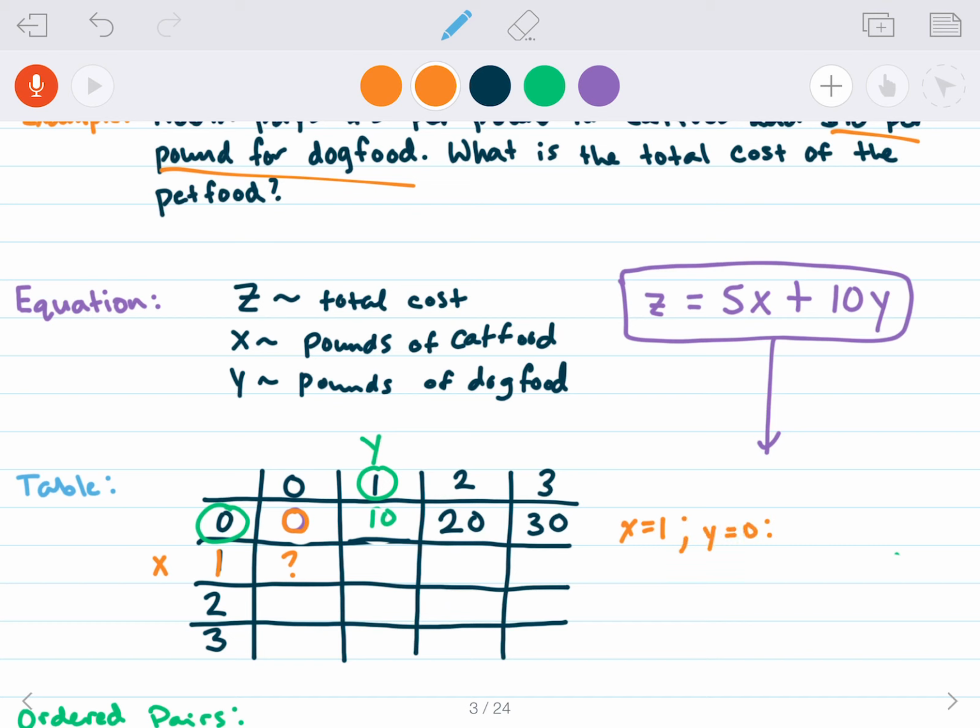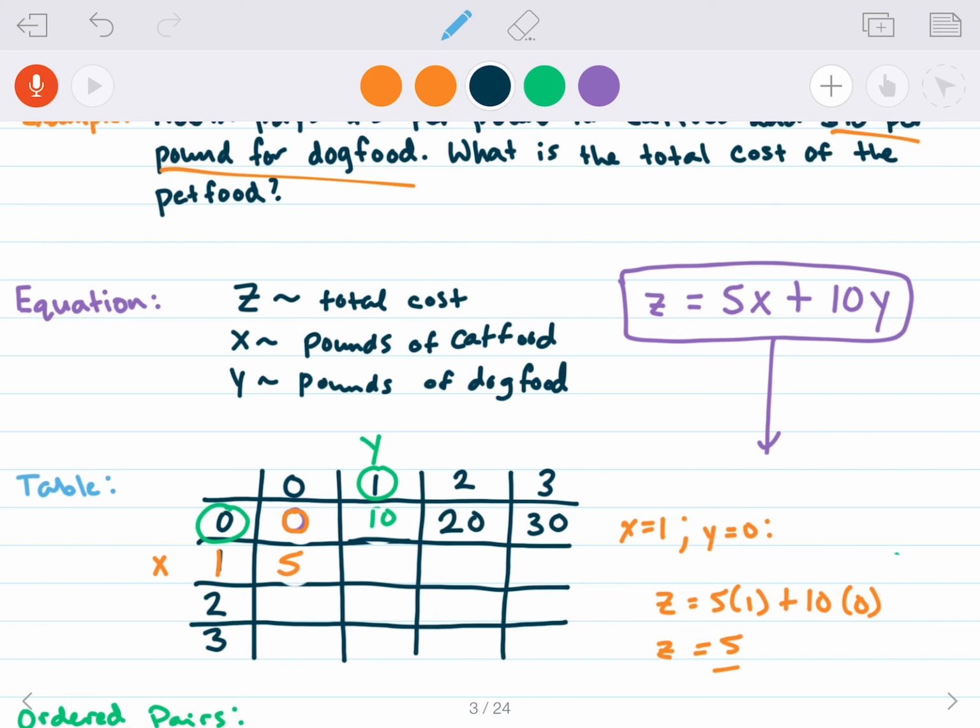And so in my equation, I get z is equal to 5 times 1 plus 10 times 0, and that's going to give us 5 as our output. So I'm spending $5 for 1 pound of cat food and 0 pounds of dog food. That's the real world interpretation here.